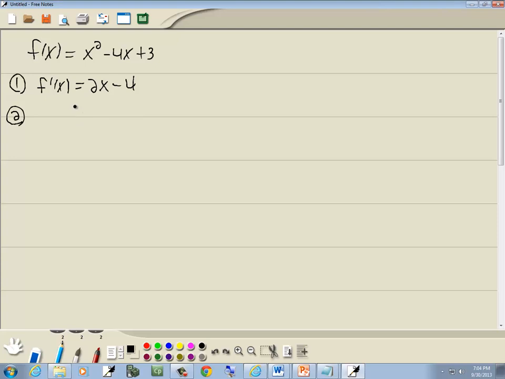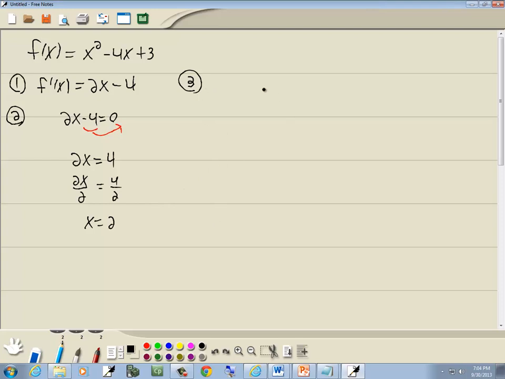Now step 2, set your derivative equal to 0, so set 2x minus 4 equal to 0, and then solve for x. So I'm going to take the negative 4 over to the right side, and we've got 2x is equal to positive 4. Divide both sides by 2, and we get x is equal to 2. And that's our critical number.